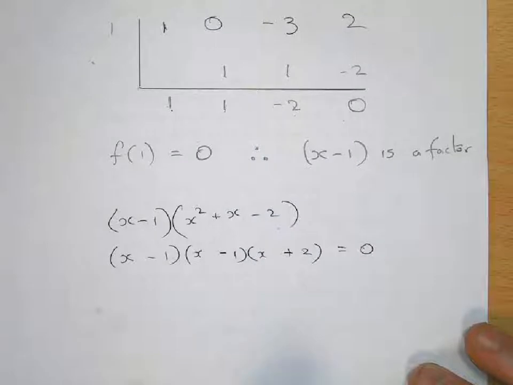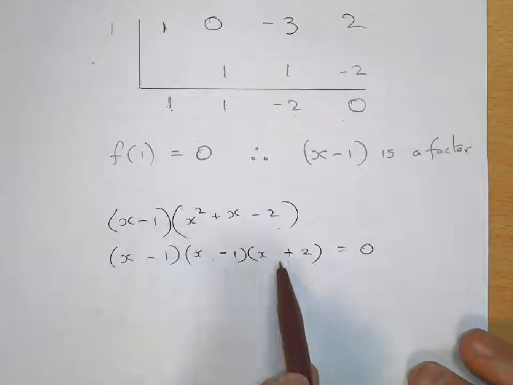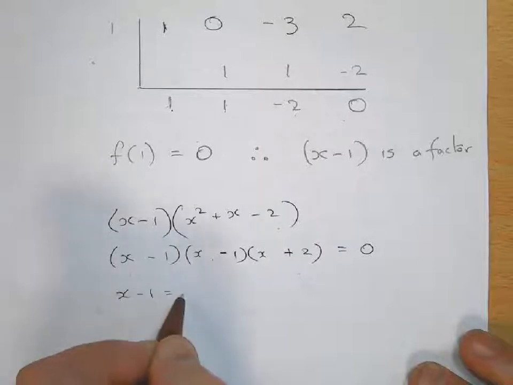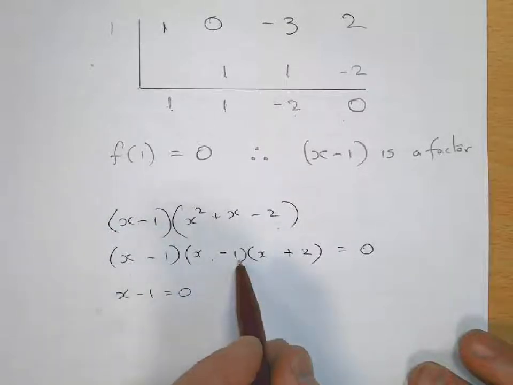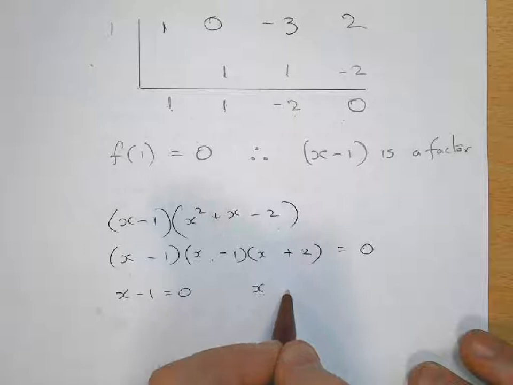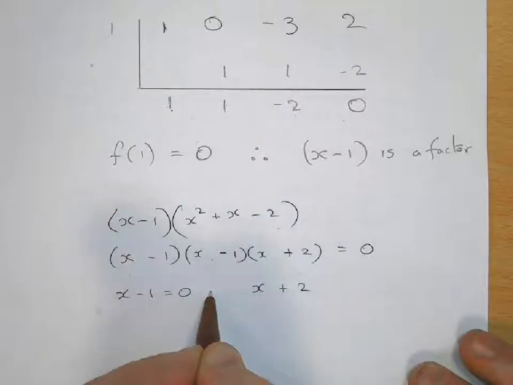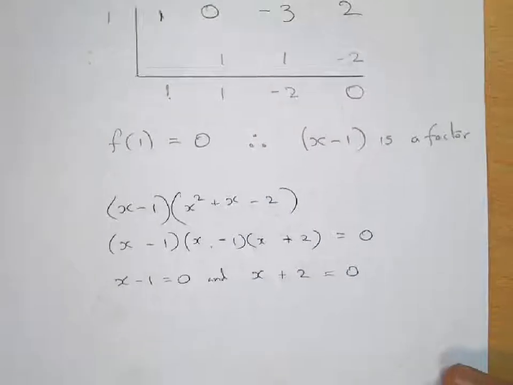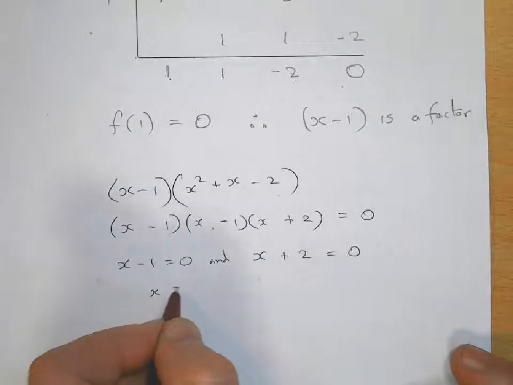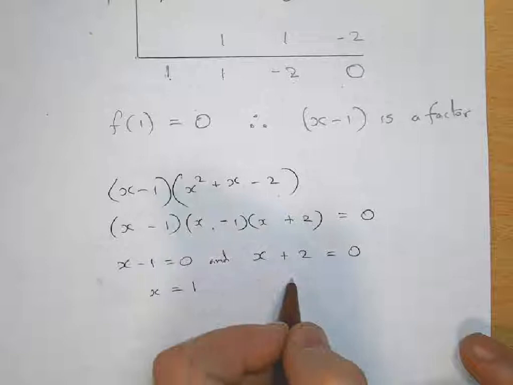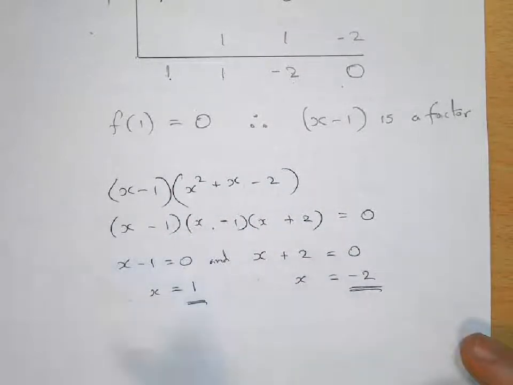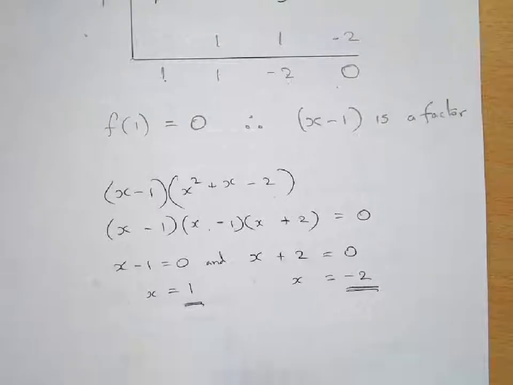And to work out the roots, these are all the factors of the polynomial. To work out the roots now, you want to say that x minus 1 equals 0. Again, another x minus 1 equals 0, so we don't write it out twice. And also, x plus 2 equals 0. And to finish off, the roots of this function are x equals 1 and x equals minus 2. So that is where that function would touch the x-axis.